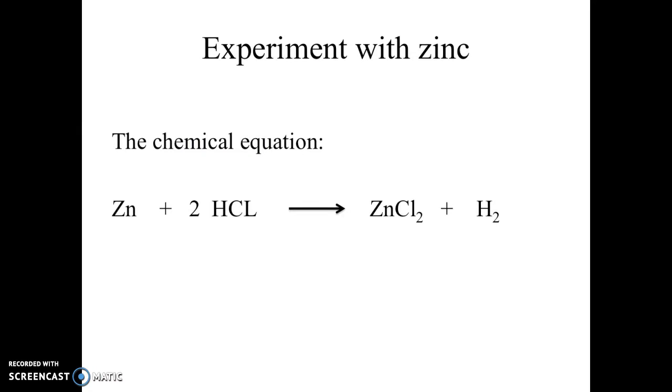In the chemical equation for the experiment, you can see that zinc plus hydrochloric acid will be zinc chloride plus hydrogen gas. Because zinc has a charge of 2+ and chlorine has a charge of 1-, you will need 2 chlorine to even the charge, and that's why it's ZnCl2.